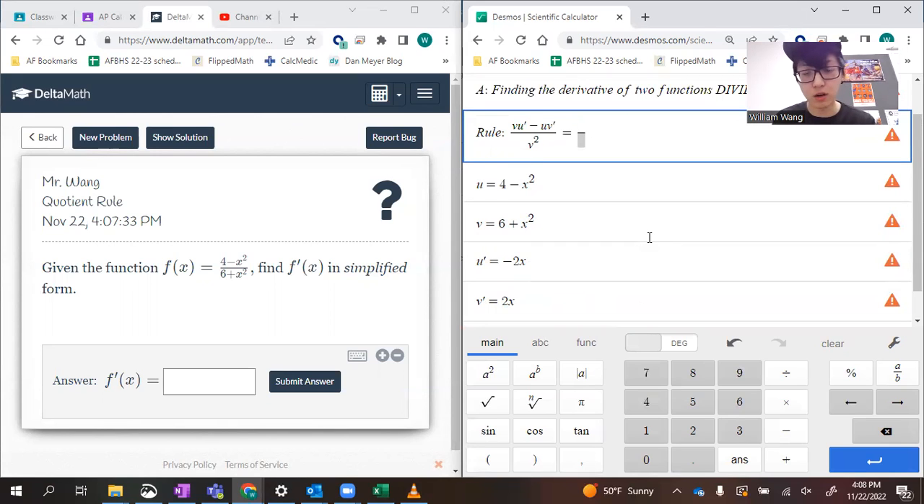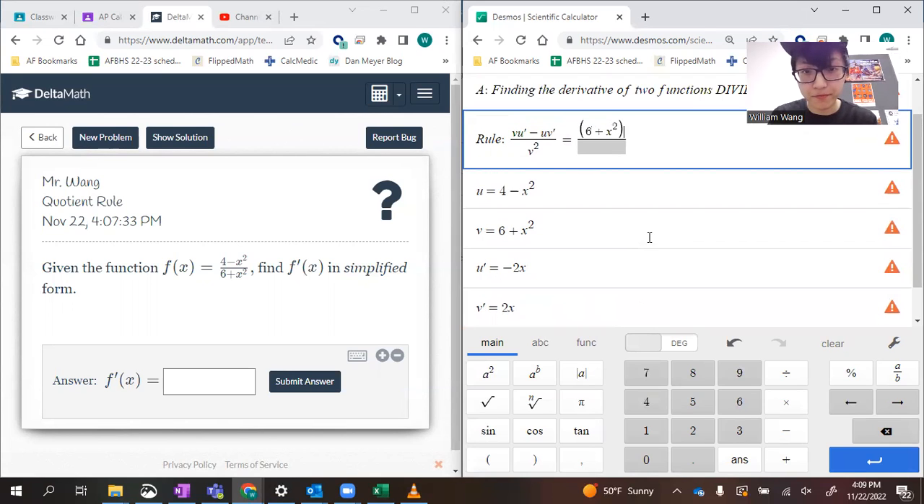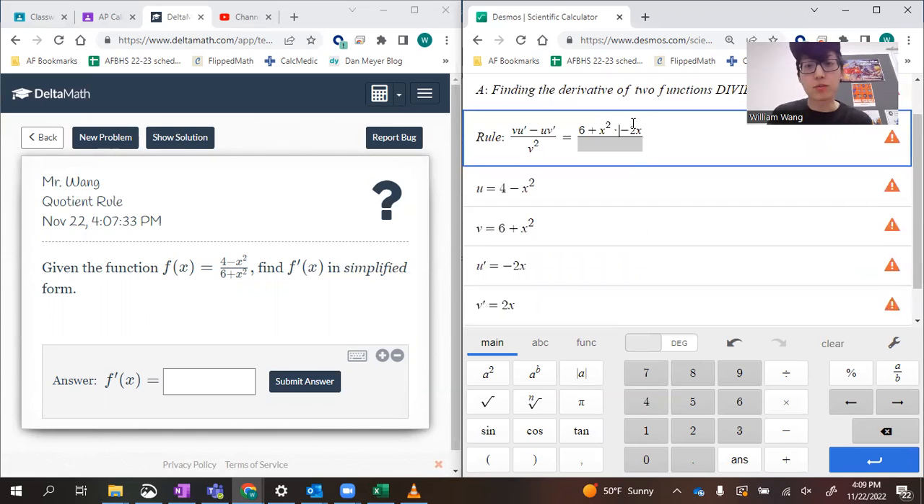I'm actually going to do that up here. So vu prime, so that's 6 plus x squared times negative 2x. It is very important that you use parentheses for vu prime. This is a very common mistake I see during class. If you don't use parentheses, let's say I just wrote these and I just multiplied the 2.